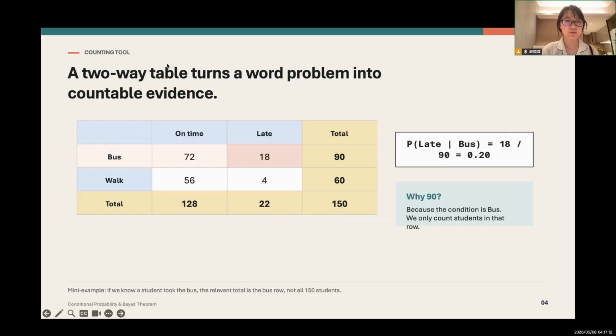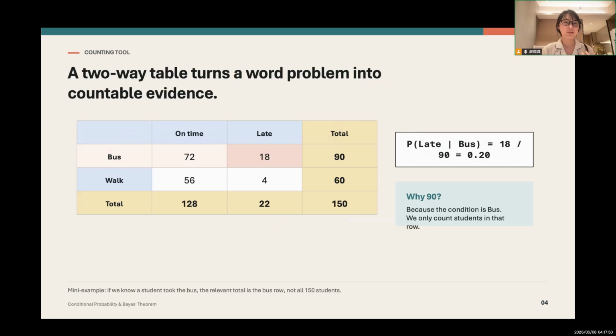A two-way table is one of the easiest tools for conditional probability. Look at this example. There are 150 students in total. Some take the bus, some walk, and some arrive on time, and some are late. Suppose I ask, what is the probability that a student is late, given that the student took the bus? The phrase given that the student took the bus tells us the condition. So we only look at the bus row. In that row, there are 90 bus students in total. Of the 90, 18 are late.